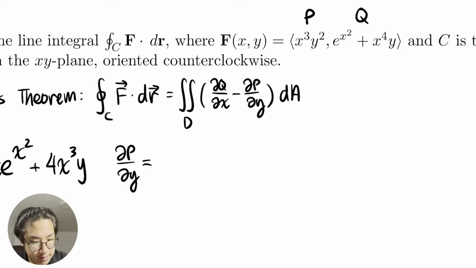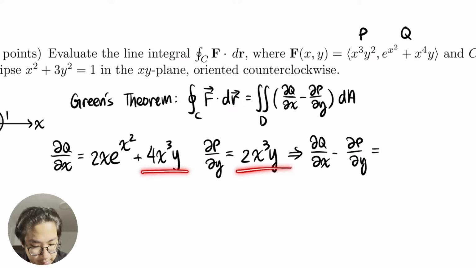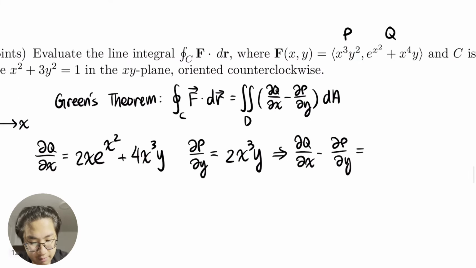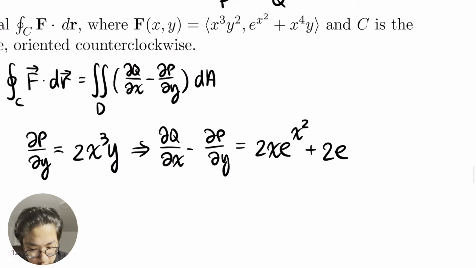And then partial P partial y. Yep. So we have 2, and then x cubed y. And then together, we can use this to compute partial Q partial x minus partial P partial y. Notice that this is basically the same as this. They're basically the same term, just a different coefficient. So if we subtract this from this, we just get the following: 2x e to the x squared, and then plus 2x cubed y, I believe.